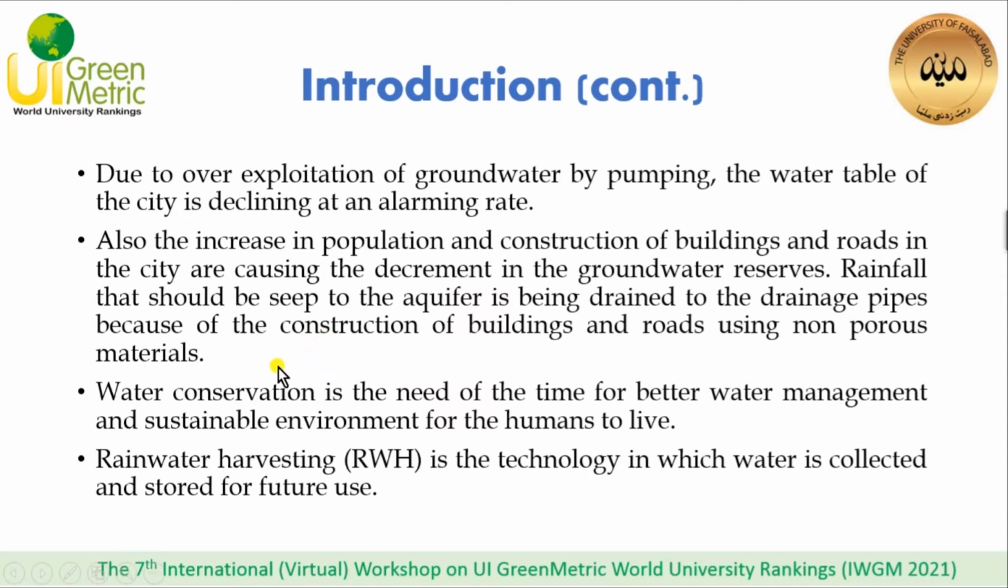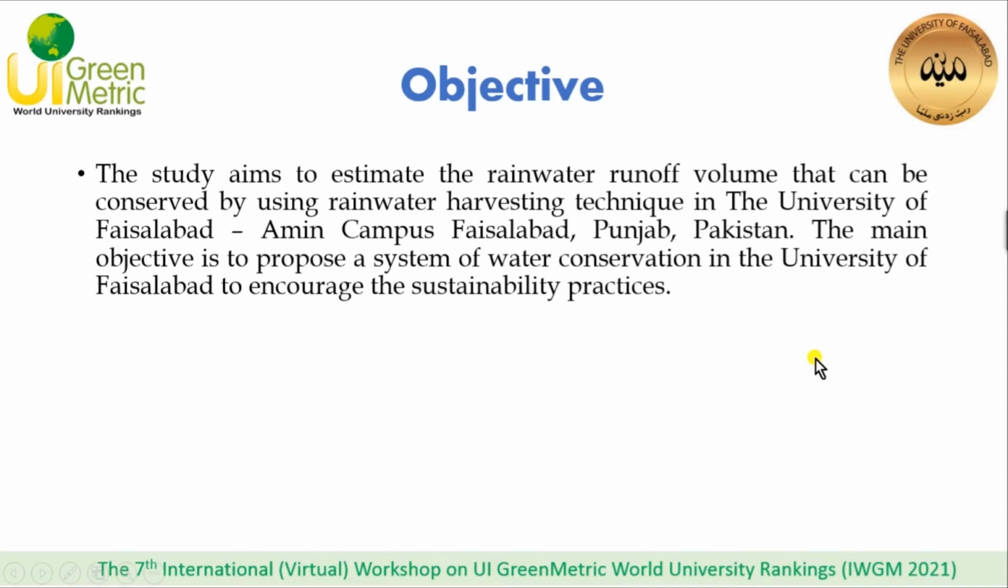So for our future generation and sustainable development, we should save some water by applying the rainwater harvesting technique, in which we can collect water, store it, and use it in future. So the aim of the study is to estimate the rainfall runoff volume that can be conserved by using the rainwater harvesting technique in the University of Faisalabad Amin Campus, which is located in the province of Punjab, Pakistan. The main objective is to propose a system of water conservation in the University of Faisalabad to encourage sustainability practices.